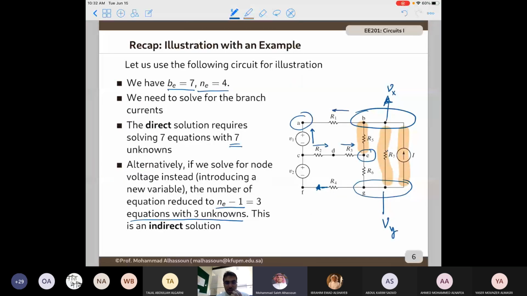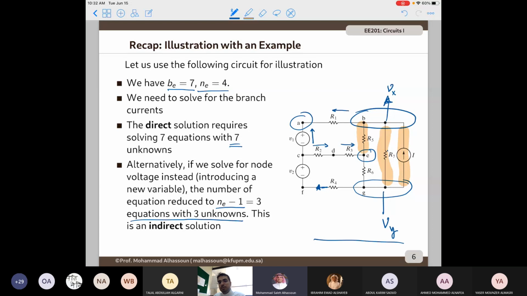So notice here, for this specific circuit, if we use the node voltage method, which is the method that we're going to study in a moment, then we're going to reduce the number of equations from 7 to 3. If we use the mesh current method, then we're going to reduce the number of equations from 7 to 4.